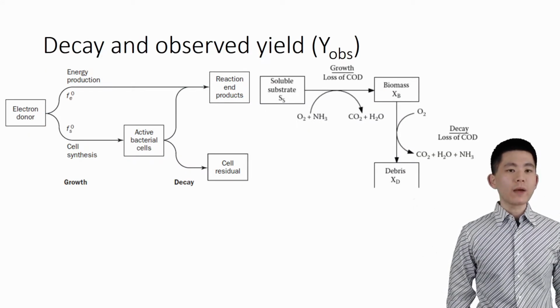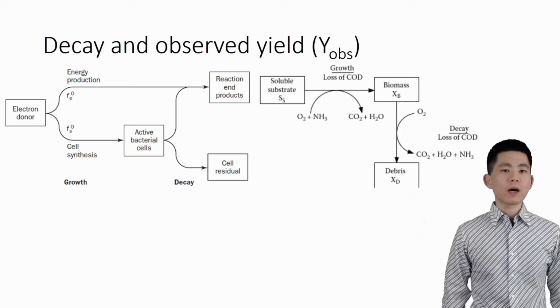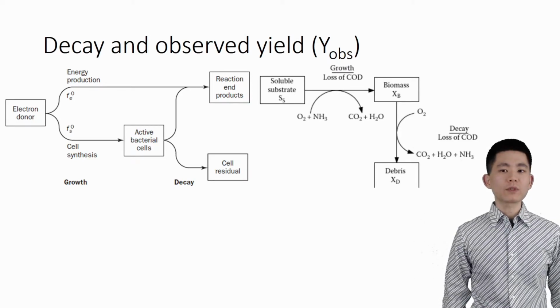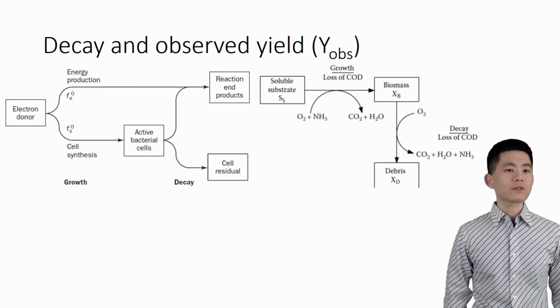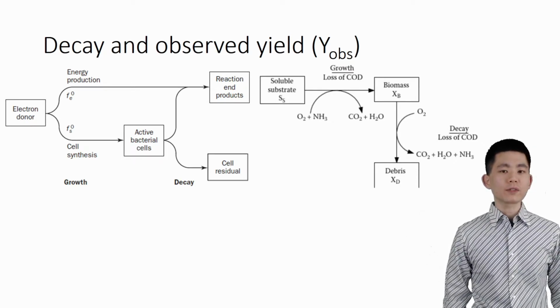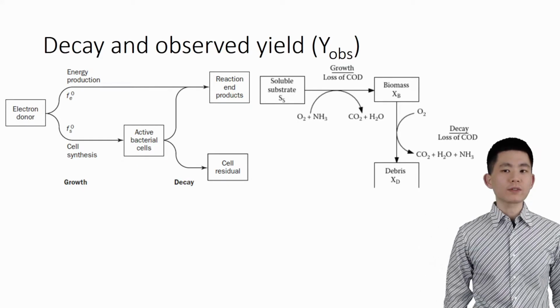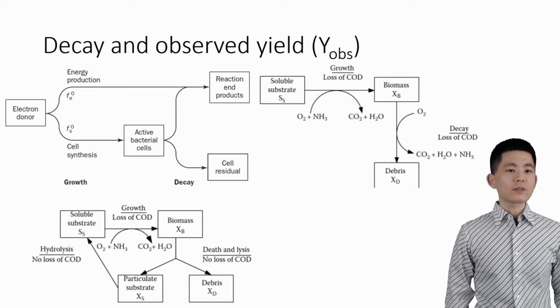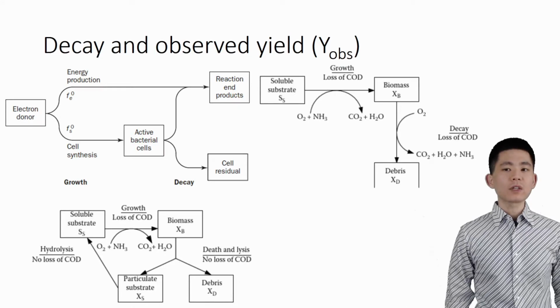The active cell biomass will eventually decay. There are two major decay models that we will discuss in more detail. The traditional decay model, where the active cells decay to become cell debris XD. There's transfer of energy just like during the growth process, hence loss of COD in this process. The other model is the lysis regrowth model. The active biomass lyses to form debris XD and particulate substrate XS without transfer of energy or loss of COD. The particulate substrate degrades to form soluble substrate, which is utilized for cell growth.